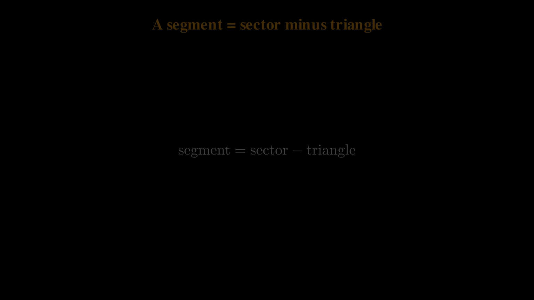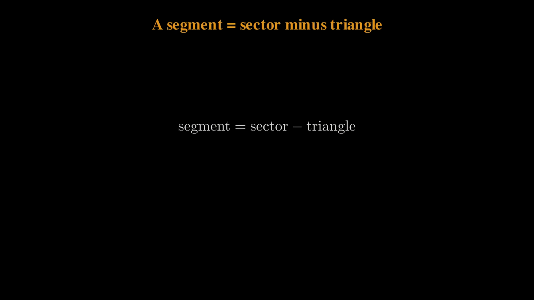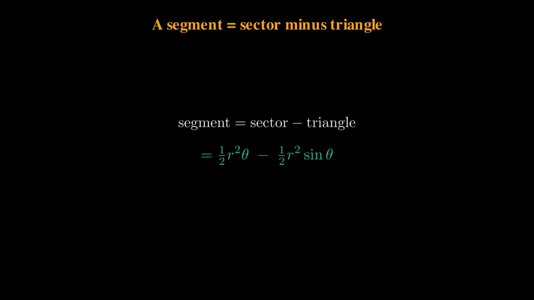One more shape you'll meet. The segment, the region between a chord and the arc. It's just the sector with the triangle cut away. The sector is 1/2 r squared theta, and the triangle, 2 radii and the chord, has area 1/2 r squared sine theta. Subtract one from the other and factor out the 1/2 r squared. The segment area is 1/2 r squared times theta minus sine theta. Notice theta must be in radians for the first term, while sine theta just needs the same angle. It works out consistently.